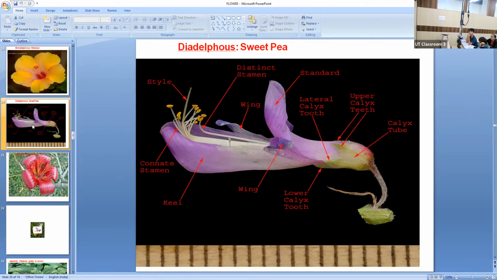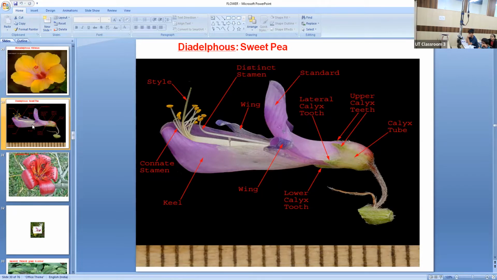So how many bundles of filaments here? Two. Hence the word diadelphous. But where do we generally come across this type of arrangement? The pea, the gram, the lentils, the pulses. Very common examples to remember. The pea.